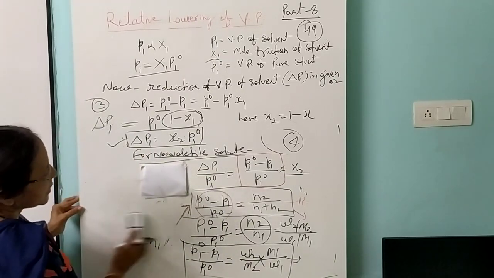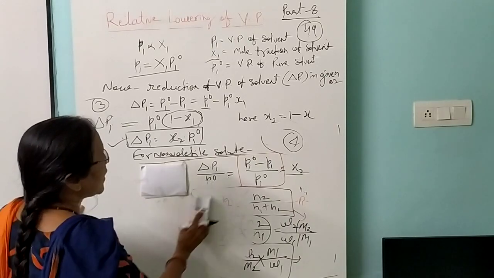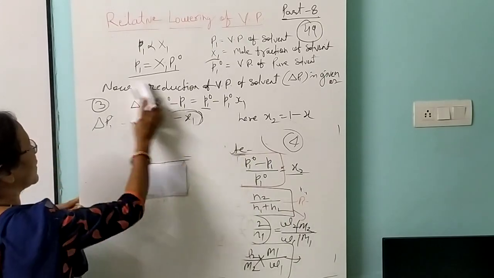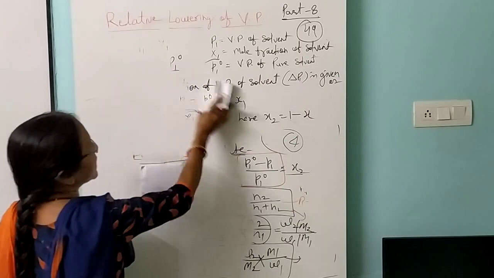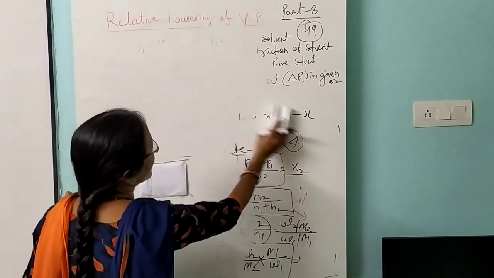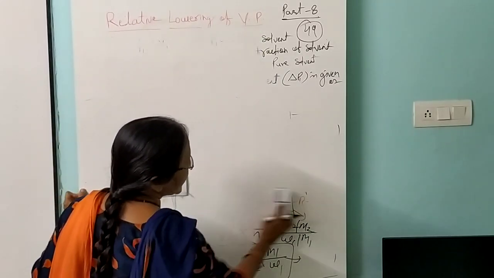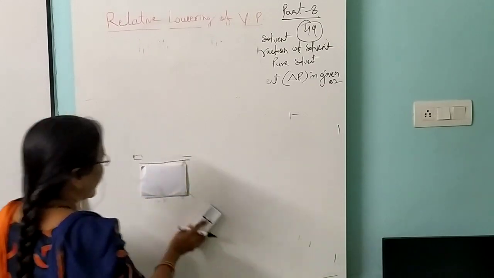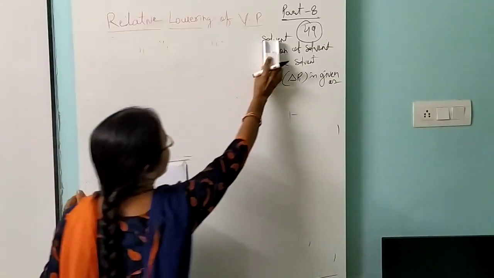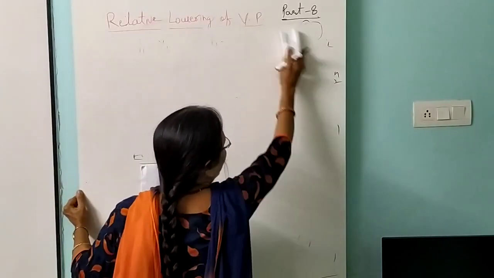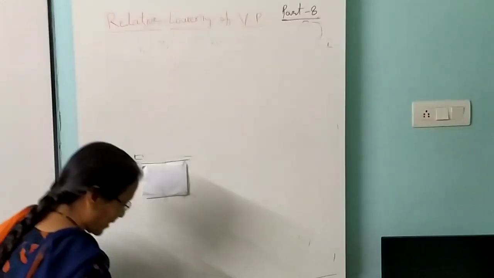Now student, in our textbook one example is given, the salt example. In that salt example the same formula is explained. Okay, we will just go through the example.